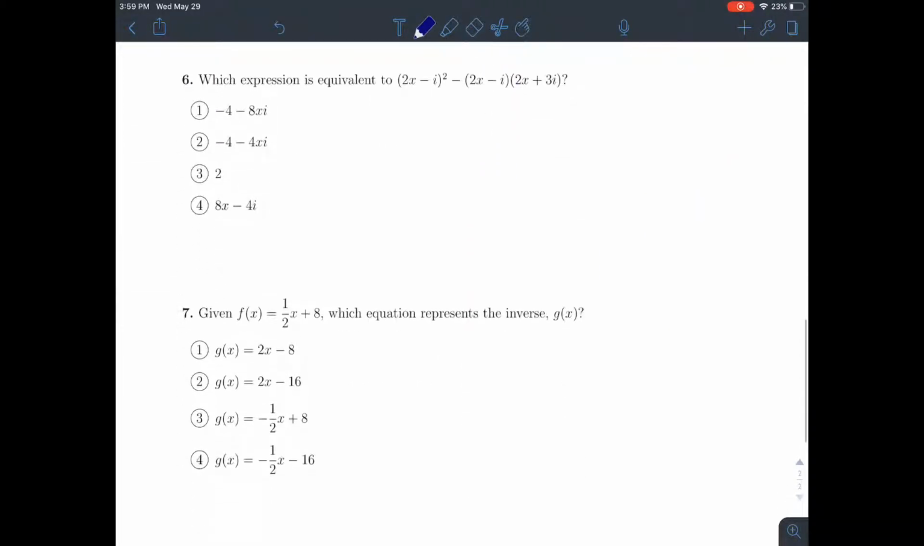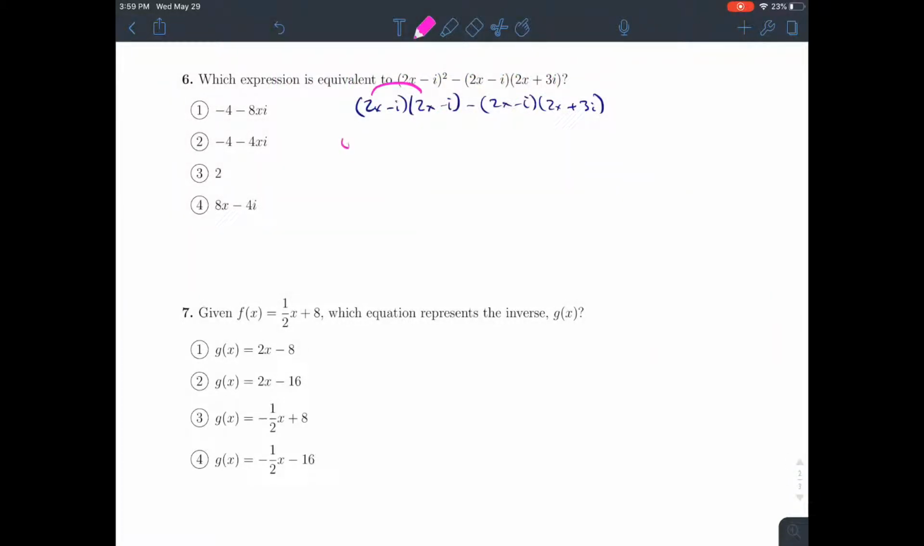Now 6 was really fun because it had complex numbers, which we haven't talked about in a while. But we've got this expression here, and we need to simplify it. To square something means to take that thing and multiply it by itself. Now we've also got this thing times 2x plus 3i. And this turns out just to be a massive distribution problem.